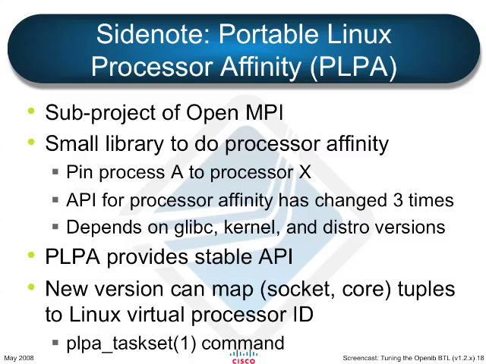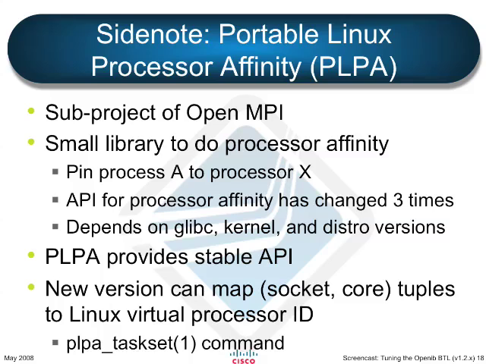The original motivation for it was that the Linux API for processor affinity has changed 3 times, and it's created a number of problems over time. So it depends on a triple of what your glibc version is, your kernel version, and what your distribution did with it, and things like that. So PLPA was created to provide a stable API. And there's a new version that was recently released that also can map socket core tuples.